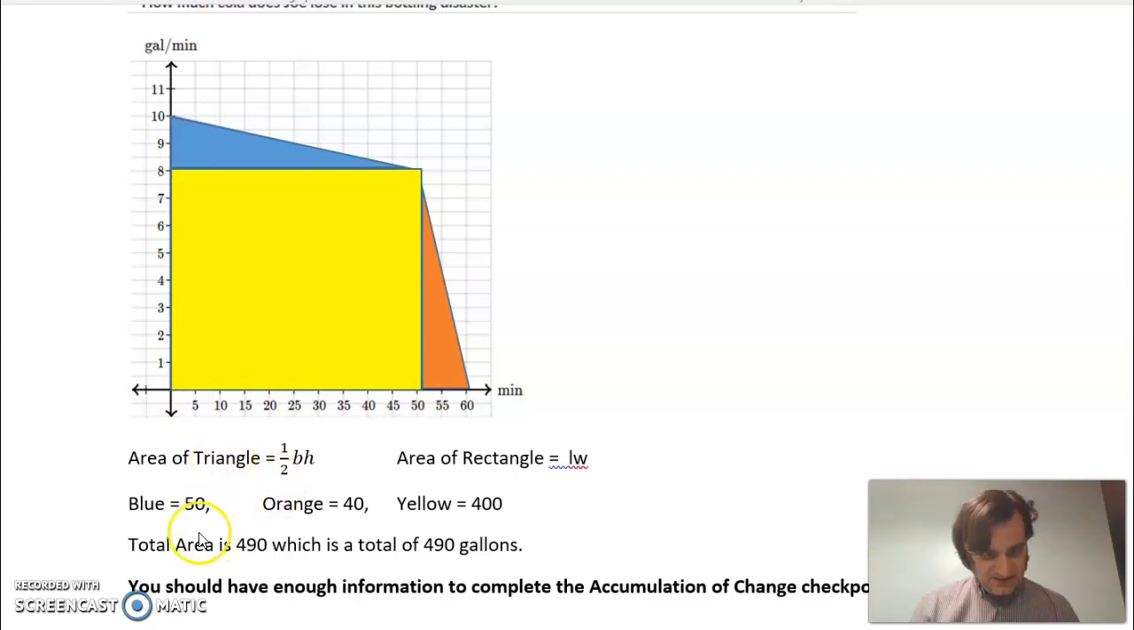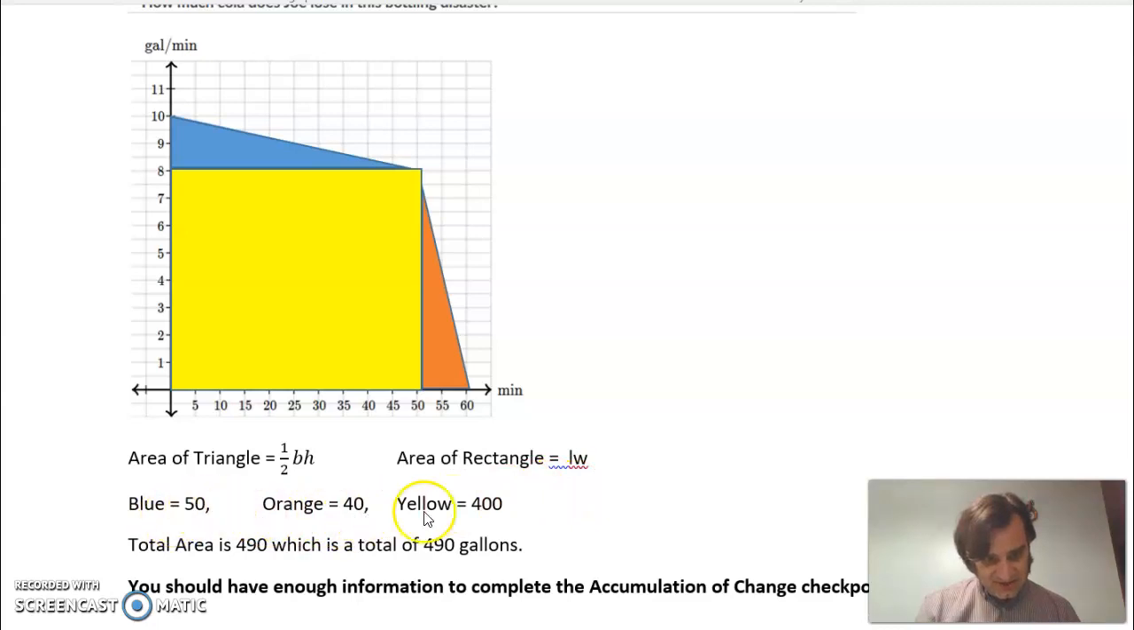So what I've done is I've calculated the blue triangle has an area of 50. That is a height of 2 and a base of 50. The orange triangle, which doesn't really look orange, has a base of 10. Keep in mind that these are different scales, and a height of 8. And then the yellow, which looks like a square but is really a rectangle, has a width of 50 and a length of 8, or interchangeable there.